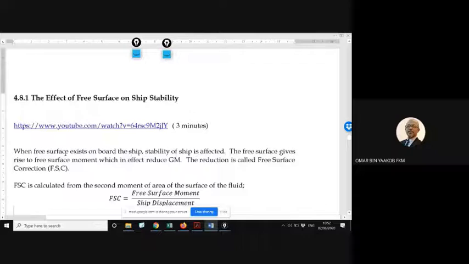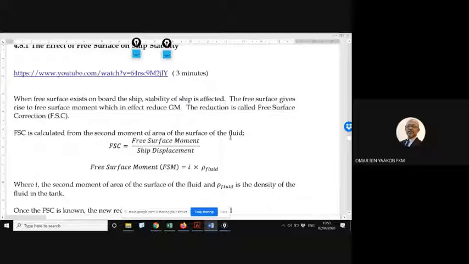When free surface exists on board ship, stability of the ship is affected. The free surface gives rise to free surface moment, which in effect reduces GM. The reduction is called free surface correction, FSC. To calculate FSC, you have to calculate the second moment of area of the surface of the fluid, and you divide by the ship displacement.